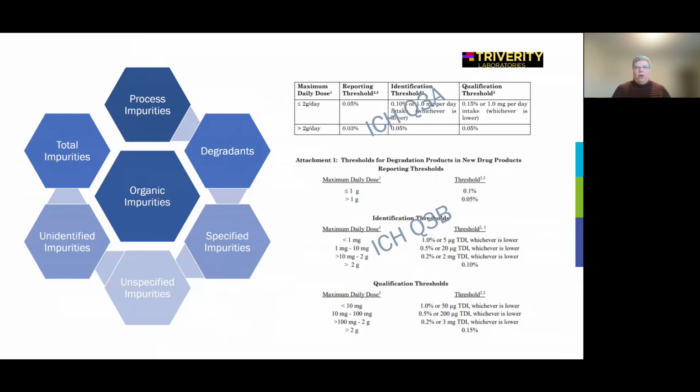So Q3A is for drug substance impurities. And in both of them, they have different thresholds. One is the reporting threshold. Any impurity above, for the drug substance, 0.05% would have to be reported. And then there's identification threshold, which above that threshold, then you need to identify your impurity. And above the qualification threshold, you need to have some safety data. So that holds true for both the drug substance and the drug product.